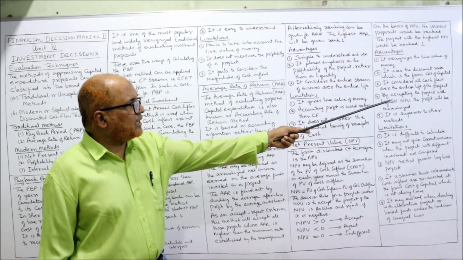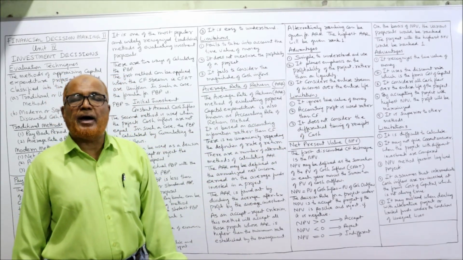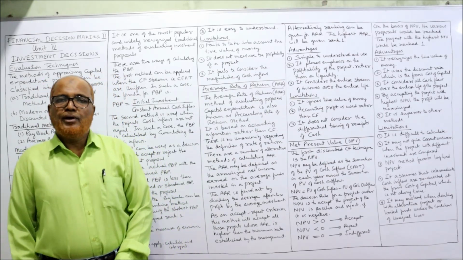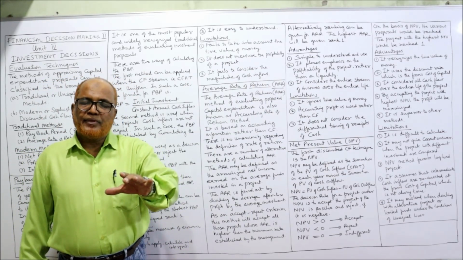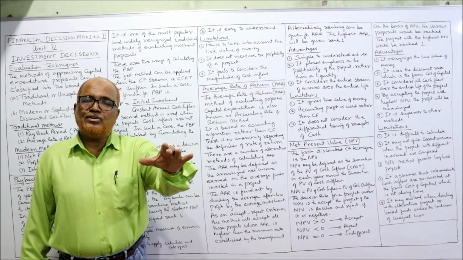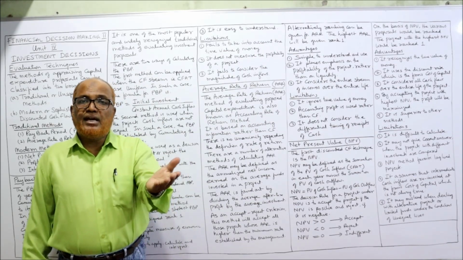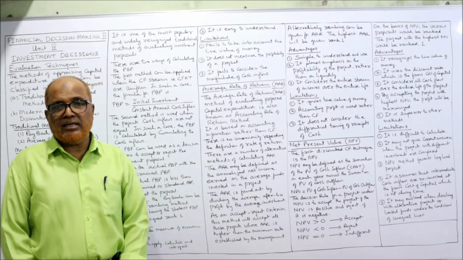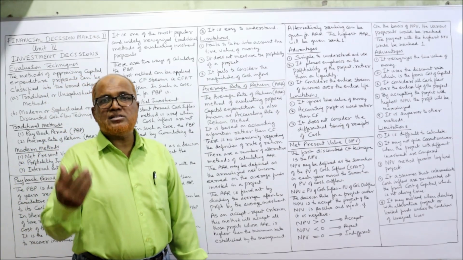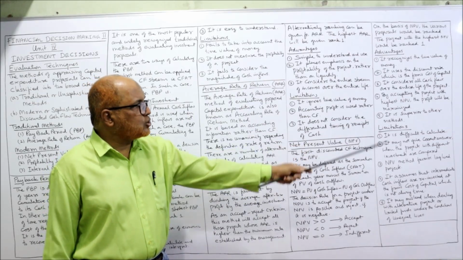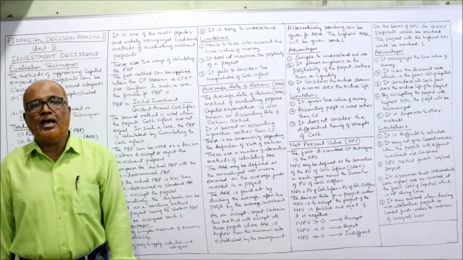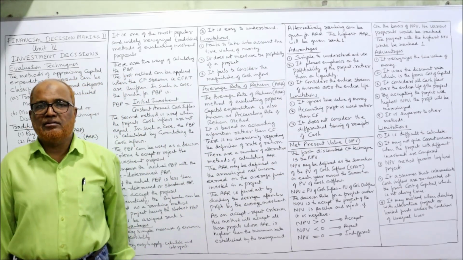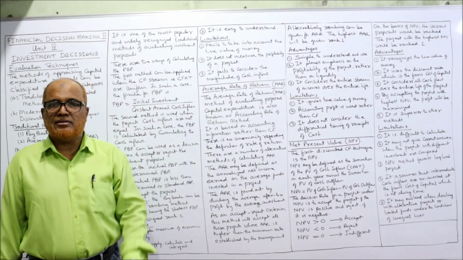Fourth one, by accepting the project with the highest NPV, the profit will be maximized. Naturally, when we apply NPV, we suggest that project which gives the highest NPV. When we get the highest NPV, definitely the profitability will be the highest. We can increase the profitability. Last one, it is superior to other methods. If we compare NPV with all other methods, then NPV is the best method.